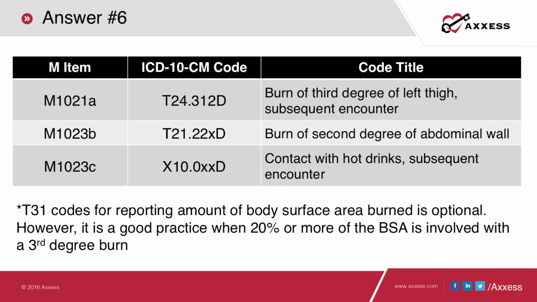Remember, it's optional to use an additional T31 code for reporting the amount of body surface area. That's optional. However, it's good practice when 20% or more of the body surface area is involved with a third-degree burn. In this case, when we looked up the burn table, the thigh itself is only 9%. So we didn't have 20%, and I didn't code the additional code for body surface area affected. But you certainly could if you wanted to.